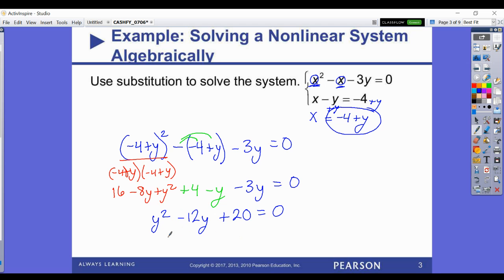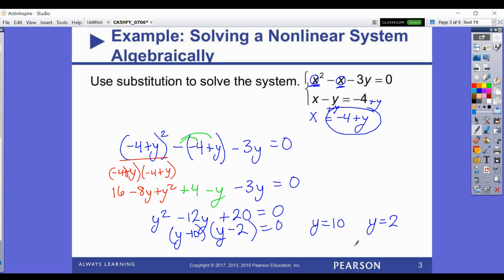This is a quadratic. There's lots of ways to solve quadratics, but we're going to try factoring because I'm guessing that's going to work. What multiplies to 20 and adds up to -12? -10 and -2 looks good to me. So the solutions for y are y is 10 or y is 2.